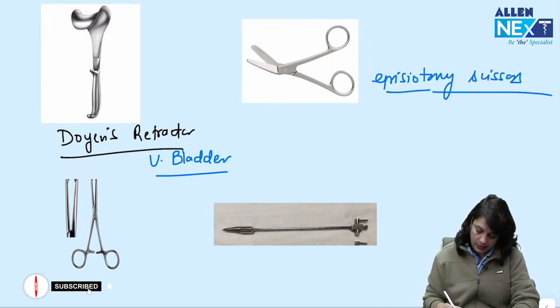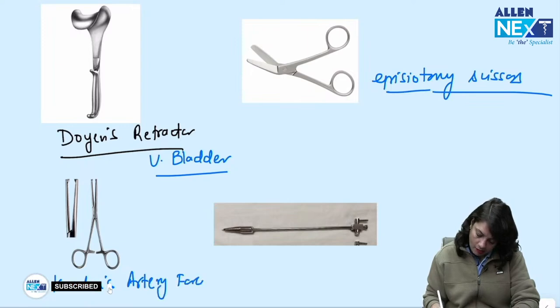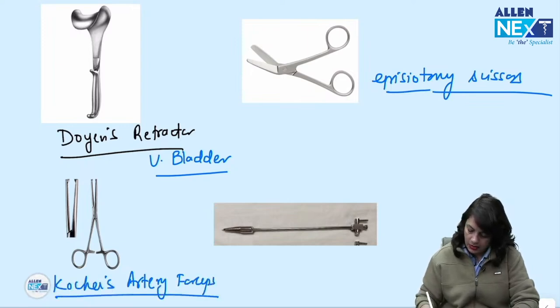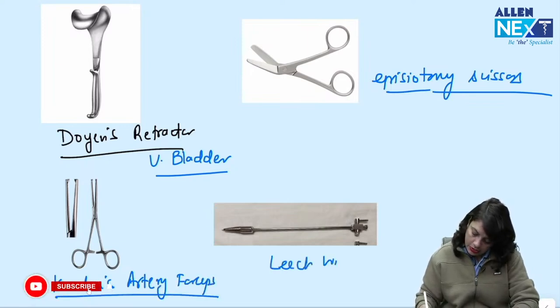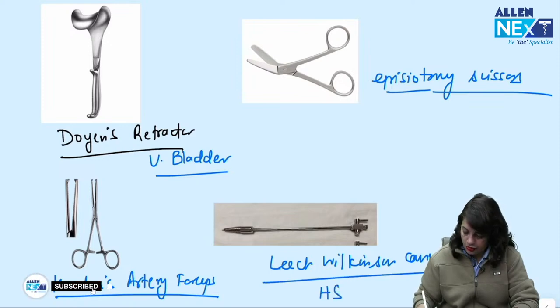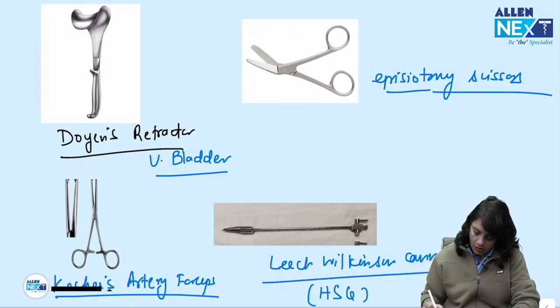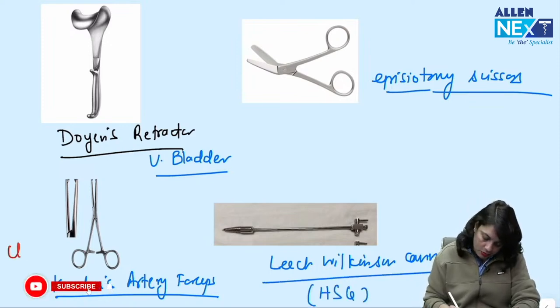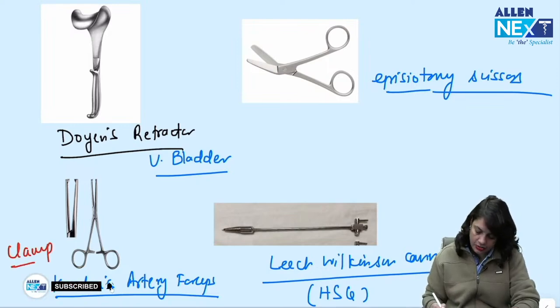Episiotomy scissors. This is Cocker's artery forceps. This is Leash Wilkinson cannula. This is used during HSG. Cocker's artery forceps can be used as a clamp in gynae surgeries.